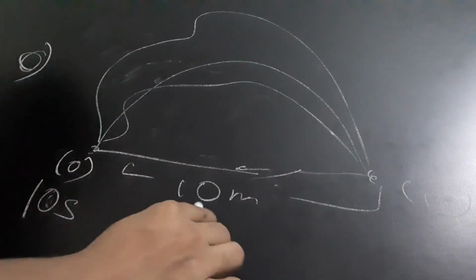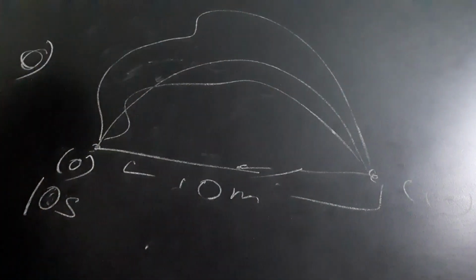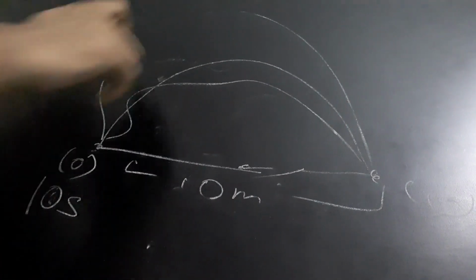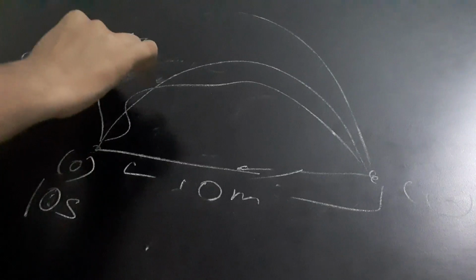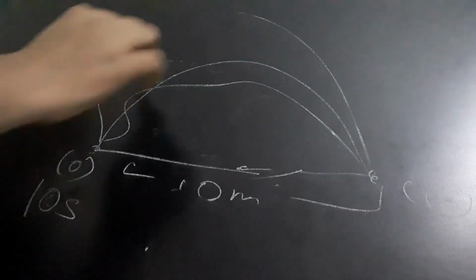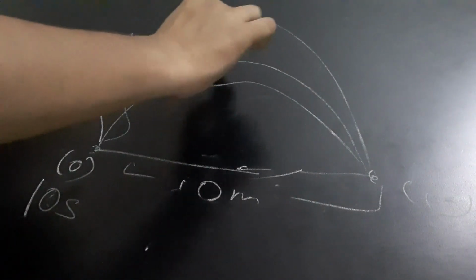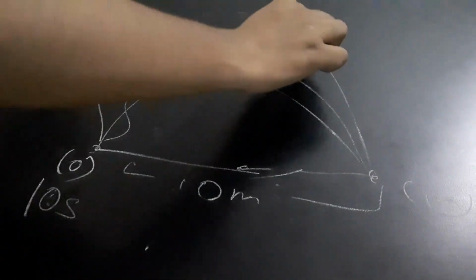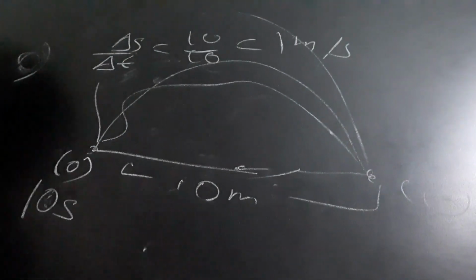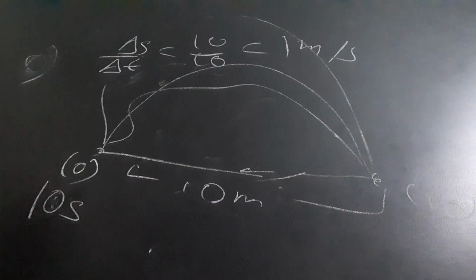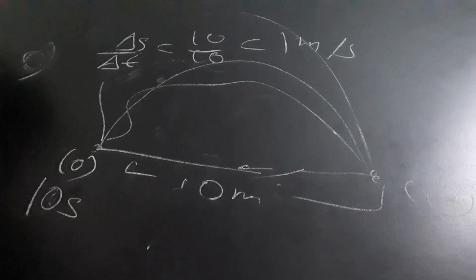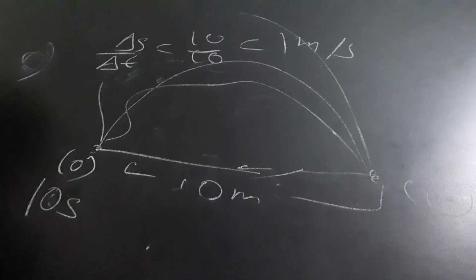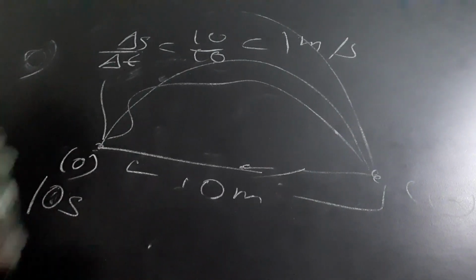So the change in position, let me write it. Change in position, delta S upon delta T, we get it as 10 upon 10, and that gives us 1 meter per second. And that is the answer to this question. So yeah, a pretty basic question, but this question is asked a lot in the exams, so I thought, why not address this?